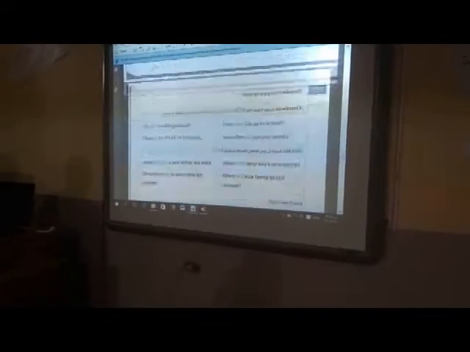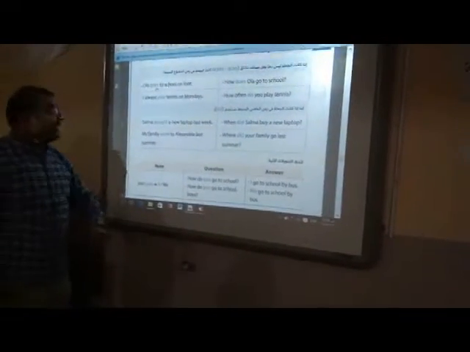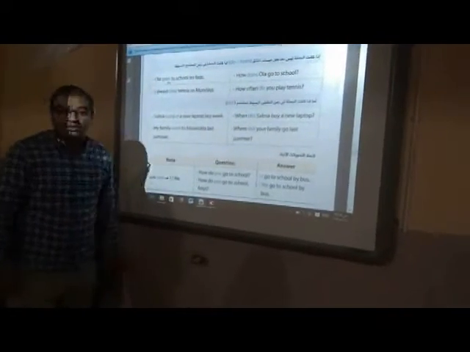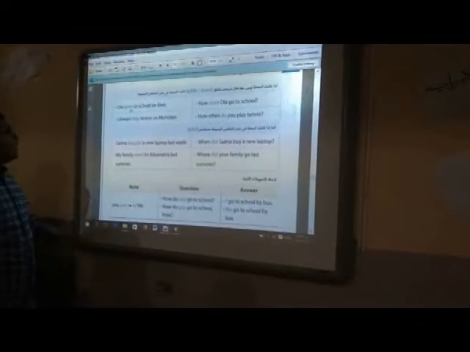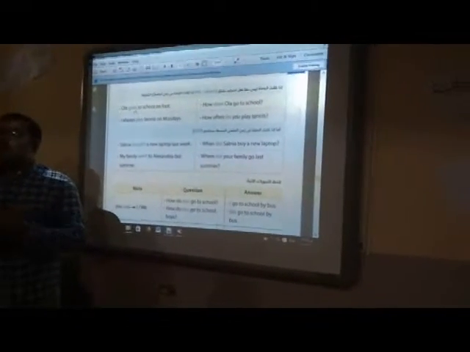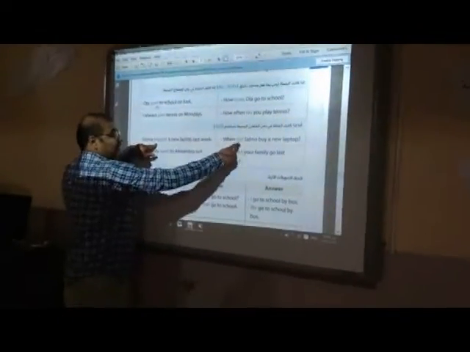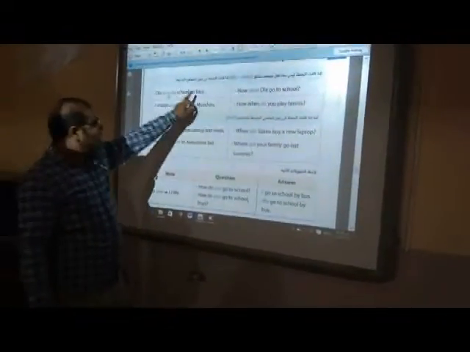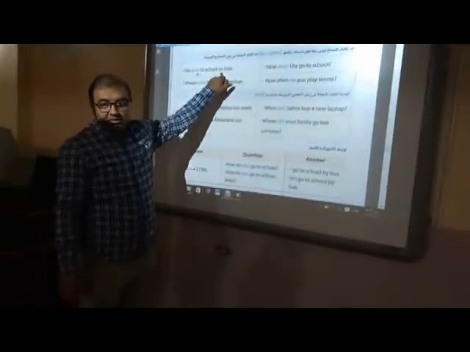If the sentence doesn't have an auxiliary verb, like the present simple sentences and the past simple, in this sentence, Ola goes to school on foot. We don't have here any auxiliaries or helping verbs, okay? So we use in the present do or does after the question word, and in the past we use did after the question word. In number one, Ola goes to school on foot. How does Ola go to school? And don't put on foot because it's your answer, okay?